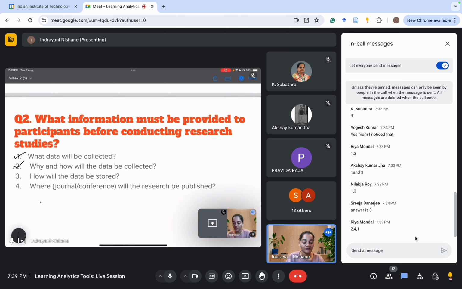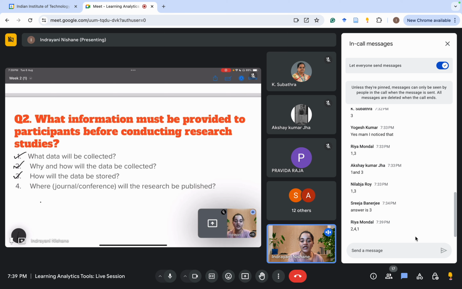Statement 2, why and how the data will be collected. Yes, we need to inform that also about our study design, how each mode or instrument you are using. So we need to disclose the instruments of data collection also. So how you are collecting that data, that also we need to disclose in informed consent. Then how the data will be stored. Yes, it will be anonymized and then stored.